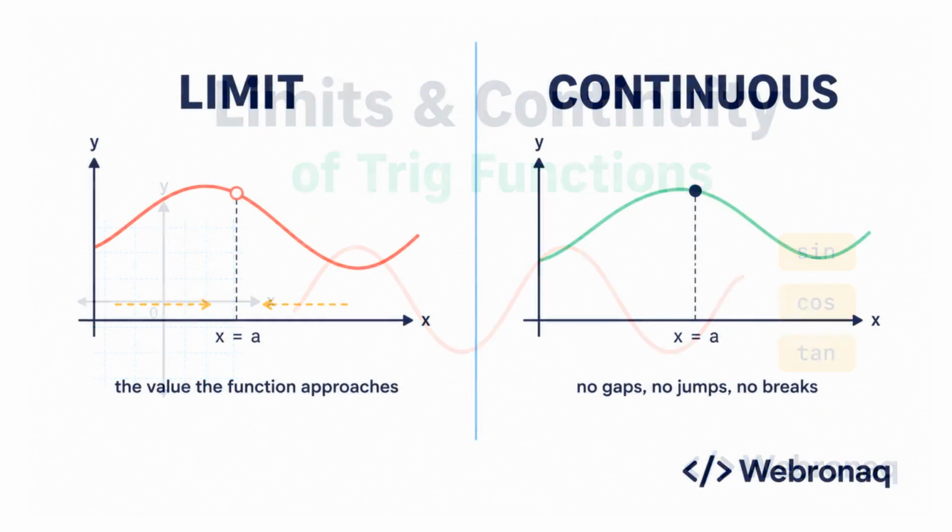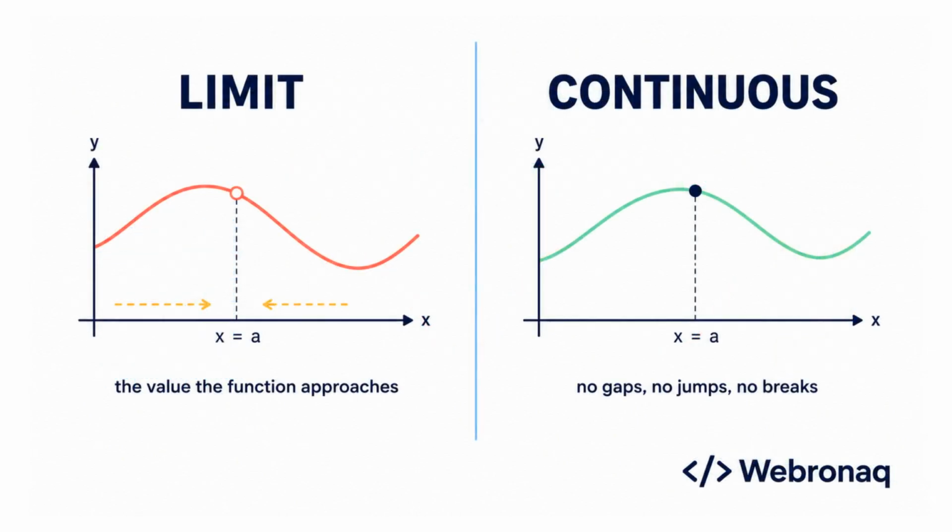Let's get into it. Before we jump into trig, let's quickly refresh two ideas. A limit is just the value a function is heading toward as x gets closer and closer to some point. Notice, it's about where the function is going, not necessarily where it lands. Continuous means the function has no gaps, no jumps, no holes. You can draw the entire curve without lifting your pen off the paper. That's it. Think of it like scrolling through a video on YouTube. If the playback is smooth from start to finish, that's continuous. If it freezes or skips ahead, that's a discontinuity. Same idea, just with math. Alright, with that out of the way, let's see how sine and cosine behave.